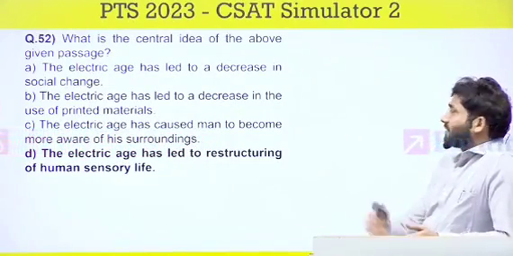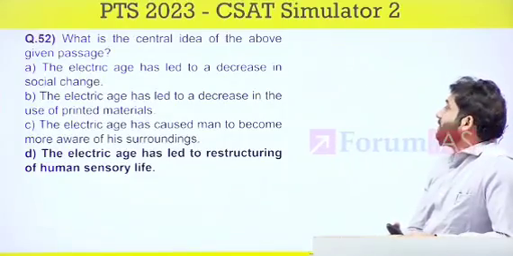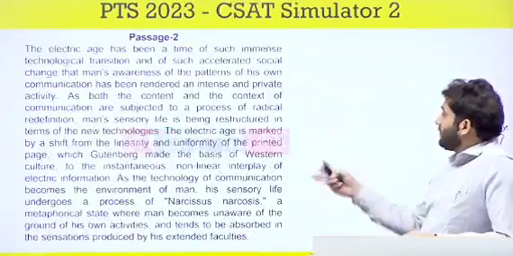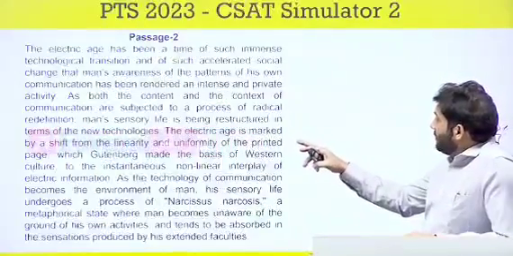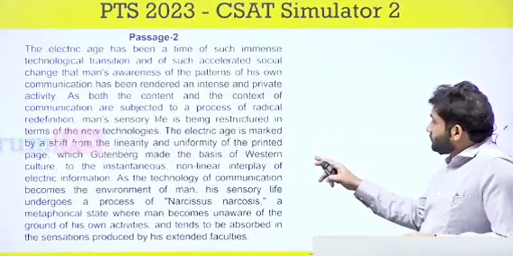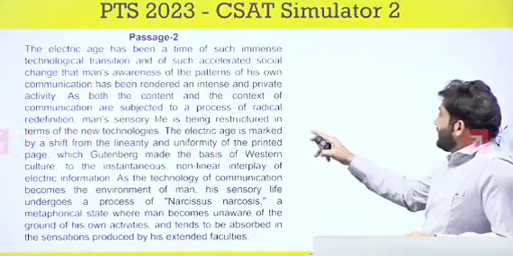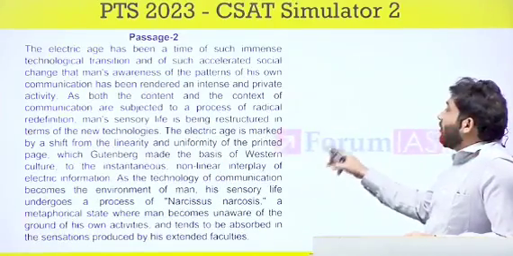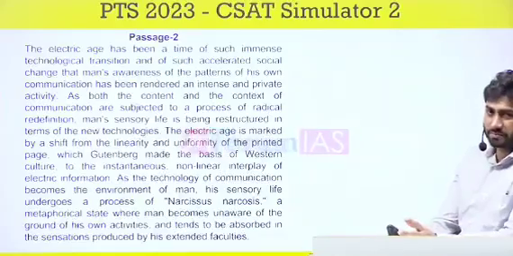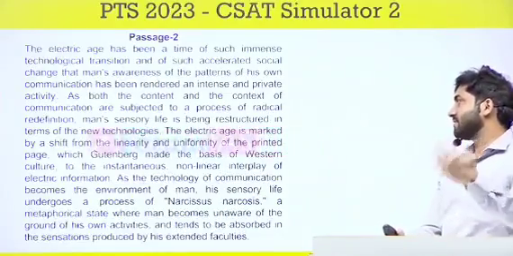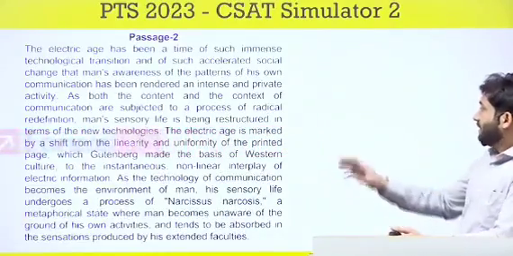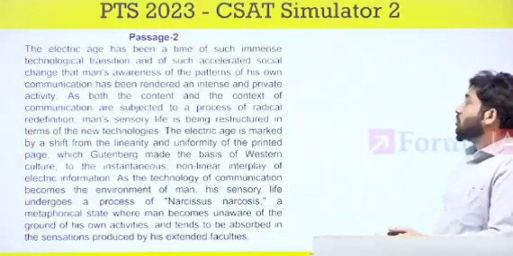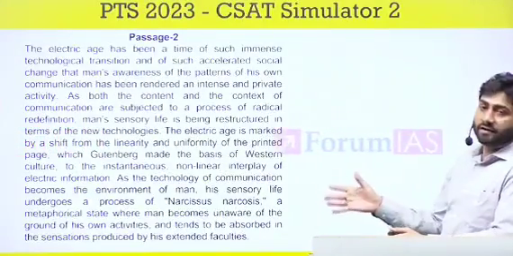But there's nothing to suggest this. The electric age has led to a decrease in printed materials? Nothing. Even where it has been mentioned, see, where is that? Yes, the electric age is marked by the shift from the linearity and uniformity of the printed page. In that context it is being mentioned that information and things were very linear and very uniform. Linearity and uniformity of the printed page, which Gutenberg made the basis of Western culture, to the instantaneous and non-linear interplay.